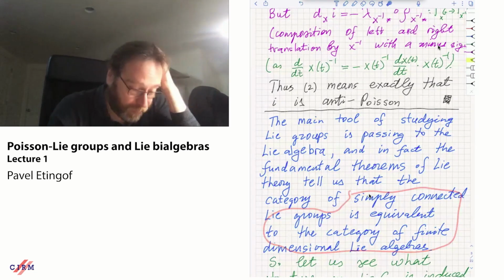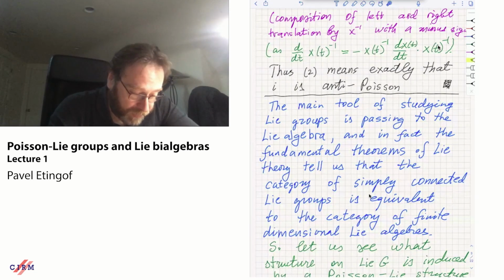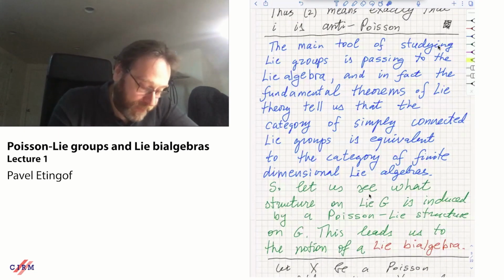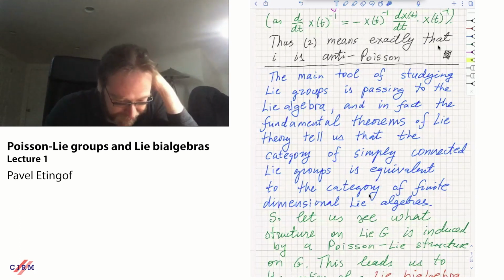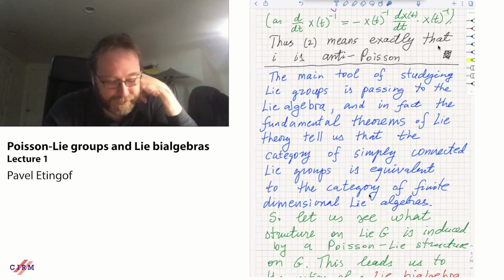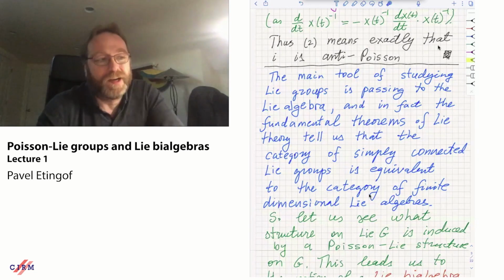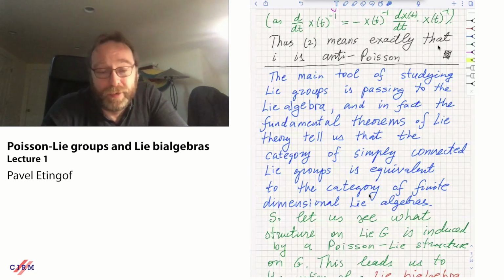And with this theorem in mind, let us see what kind of structure on the Lie algebra of G is induced if you have a Poisson-Lie structure on the group G. And this leads us to the notion of Lie bialgebra, which is the linearization of the notion of Poisson-Lie group. And similarly to the case of usual Lie groups, we will see that this is sufficient to capture the whole structure of a Poisson-Lie group, and that reduces many questions about Poisson-Lie groups to purely algebraic questions about Lie bialgebras.